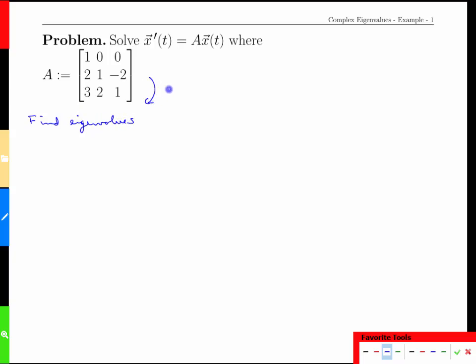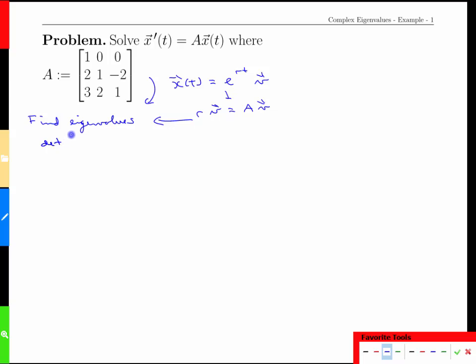because what we're doing here is making an assumption that x of t looks something like e to the rt times some vector, and that led us to the subbing in here, getting r times v equals a times v, the eigenvalue eigenvector equation. So let's go looking for eigenvalues to find out what r could possibly be.